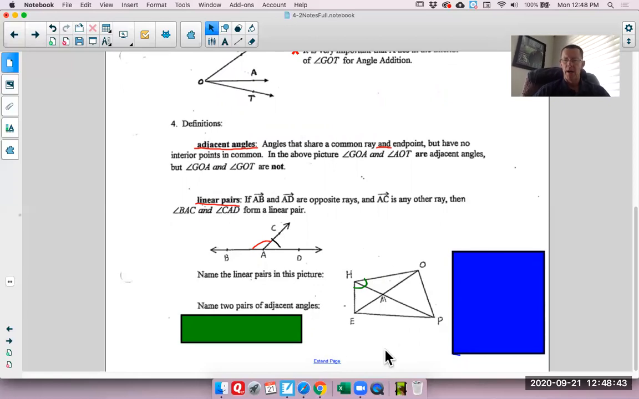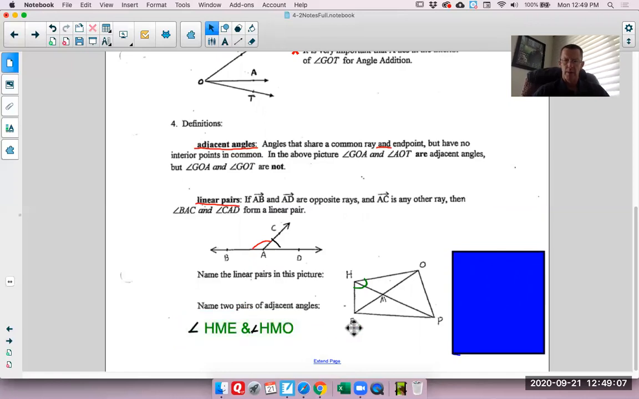Okay, so looking at this diagram here, name two pairs of adjacent angles. So take a look at that and tell me what two pairs of adjacent angles, so one pair of two and then another two. Go ahead and try that. Okay, so one was HME and HMO. That would be a pair, right? And then there would be these two as well.